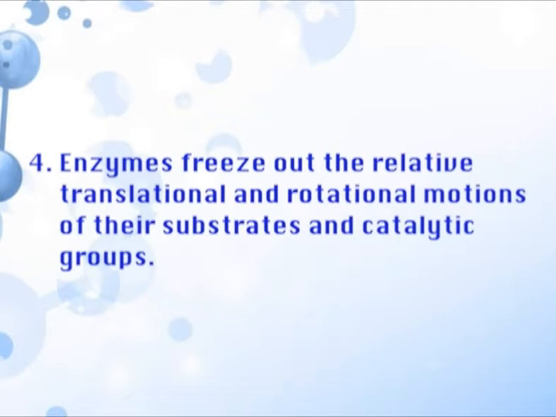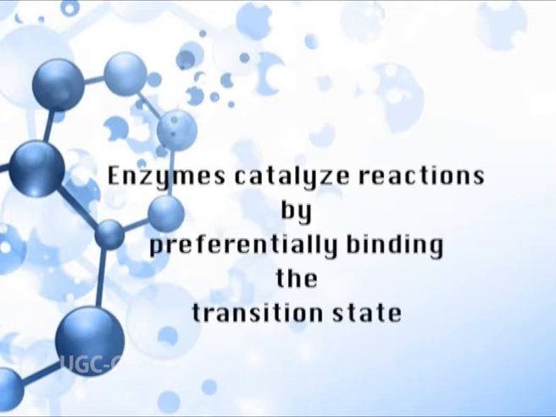Enzymes freeze out the relative translational and rotational motions of their substrates and catalytic groups. This is an important aspect of catalysis because in the transition state, the reacting groups have little relative motion. Enzymes catalyze reactions by preferentially binding the transition state. An enzyme may bind the transition state of the reaction it catalyzes with greater affinity than its substrates or products.